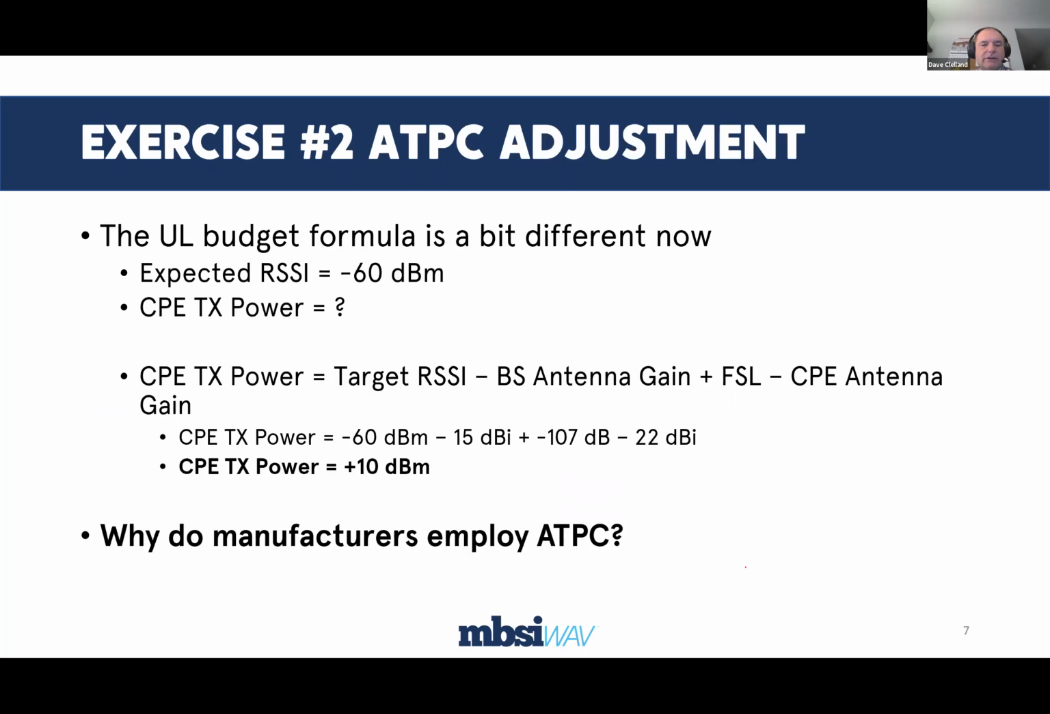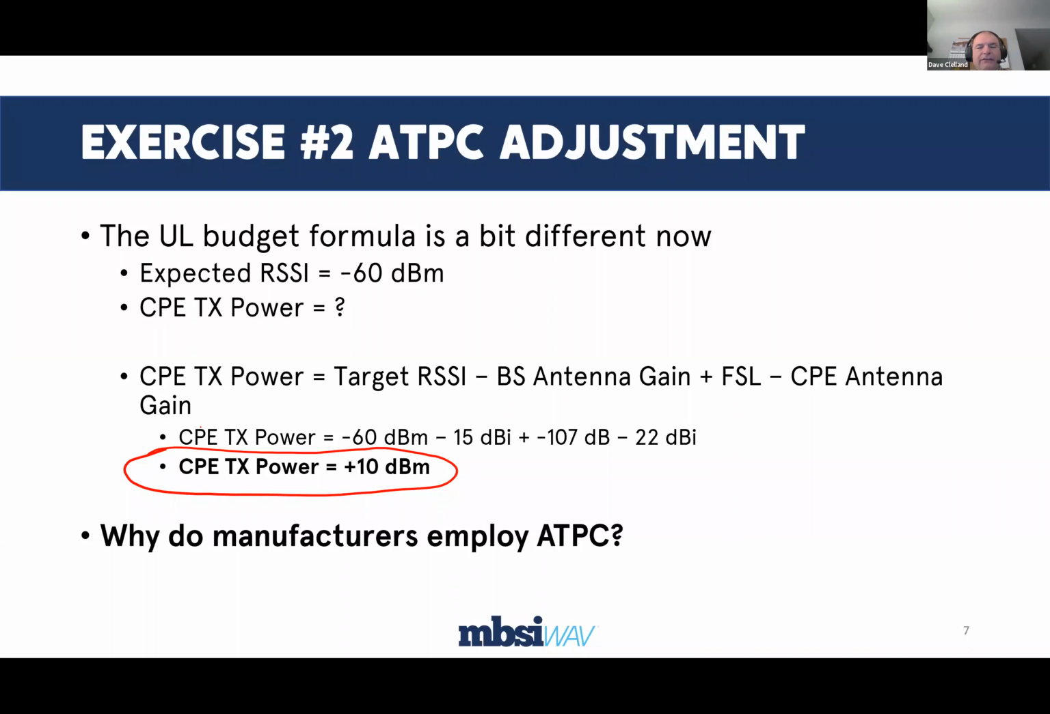All right, so the formula is a little bit different now. So we have an expected RSSI, we have a transmit power that we're looking for, we don't know what it is. So our formula is just arranged a little bit differently now. So I would expect that for us to receive a minus 60 dBm at the base station, we're going to turn the transmit power down from our maximum of 28 down to 10 dBm. That is the power that I would expect out of my customer premise equipment or my subscriber module.